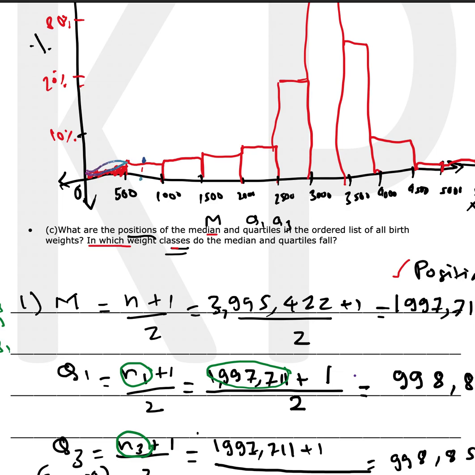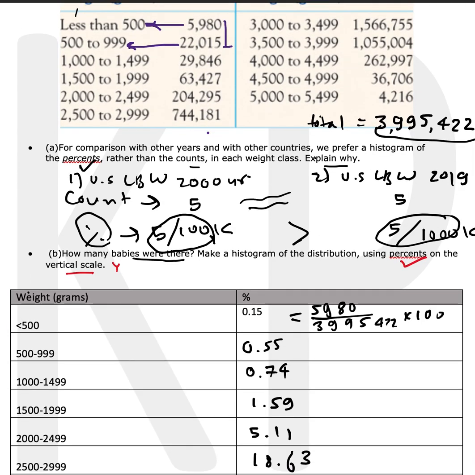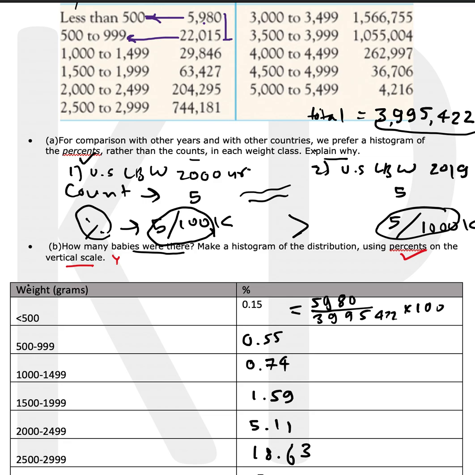So we know that this is the value for median, and we also know that the data is given in the form of counts for each of the classes. But remember that these counts are for each of these categories. So 5980 is within this category only. 22,015 is only within this category. But if you want to order them, so till this point, you are going to have data points of addition of these two.